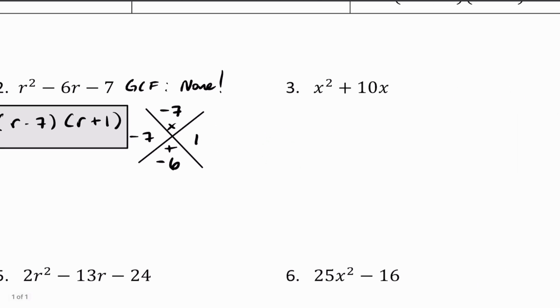Number 3, the GCF between these 2 terms is x, so it's x times my remainder, x plus 10.